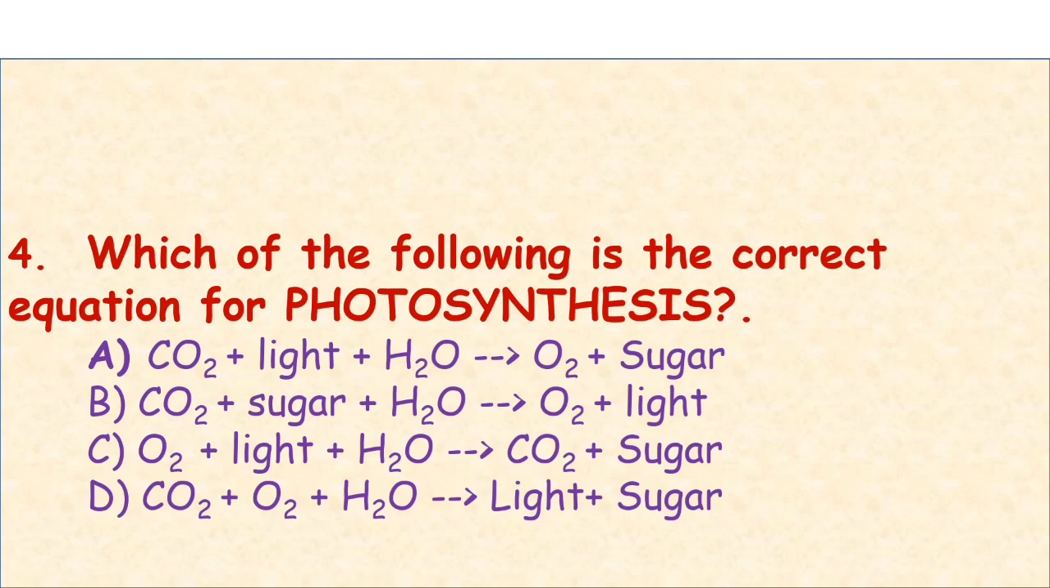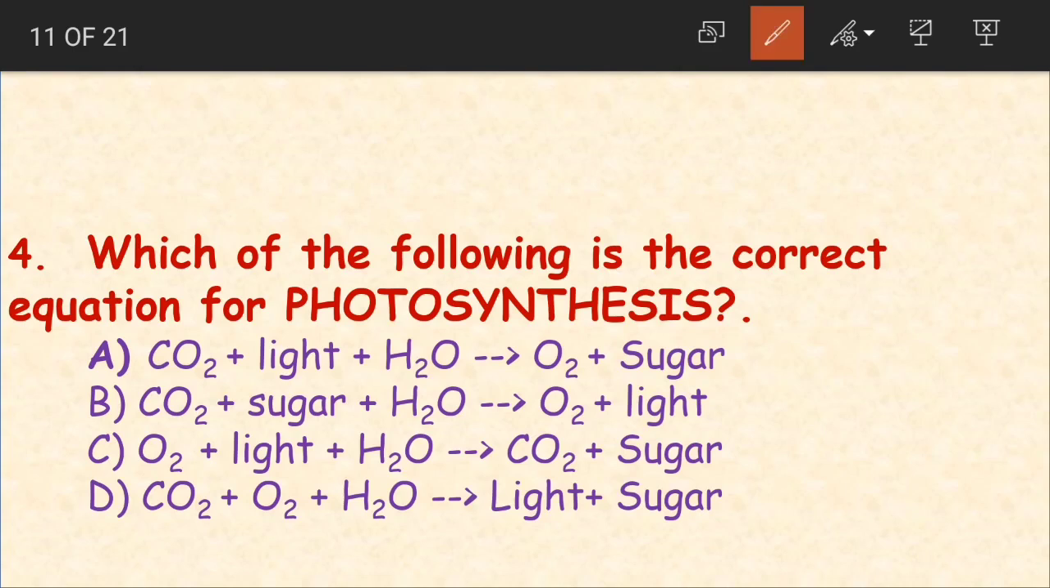Which of the following is the correct equation for photosynthesis? See, here we have equations, children. I will just read them out. First, A is CO2 plus light plus H2O. CO2 is nothing but carbon dioxide, children. Carbon dioxide plus light plus H2O, that is water.